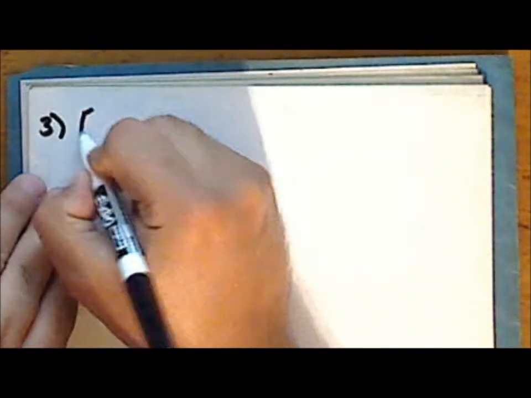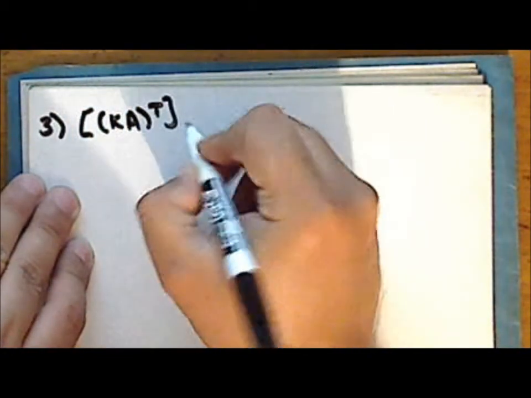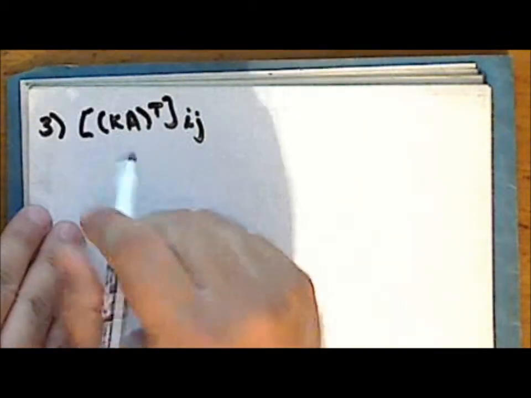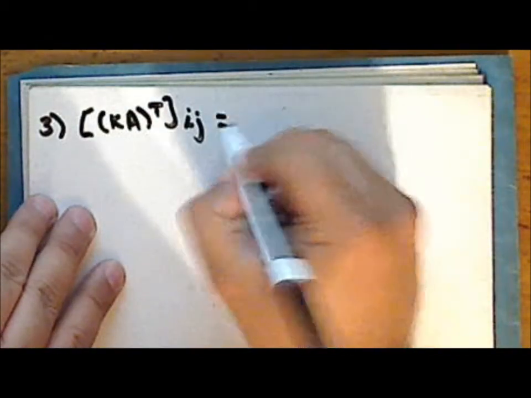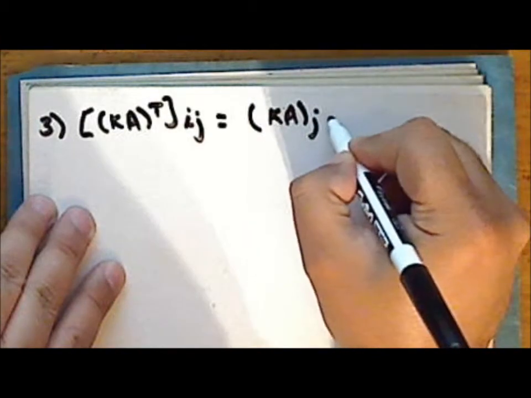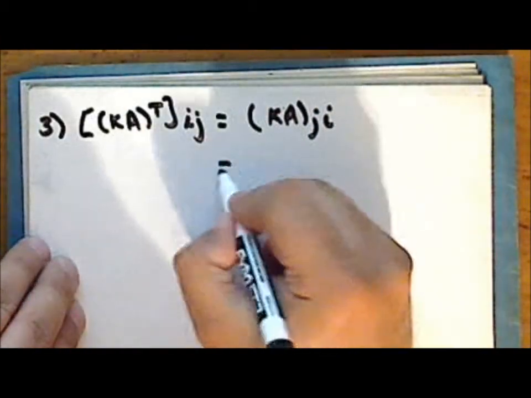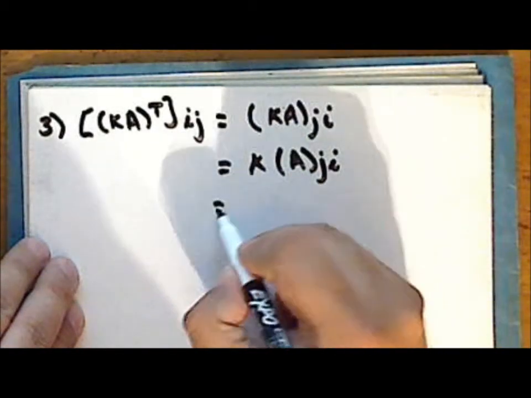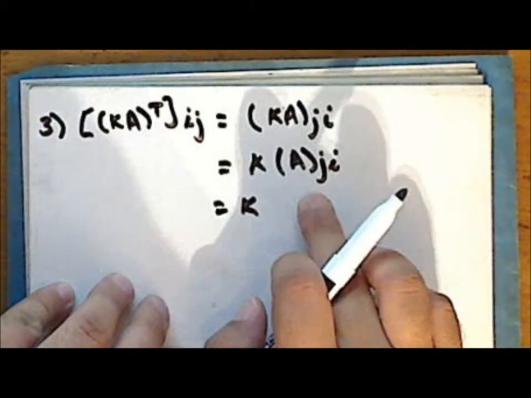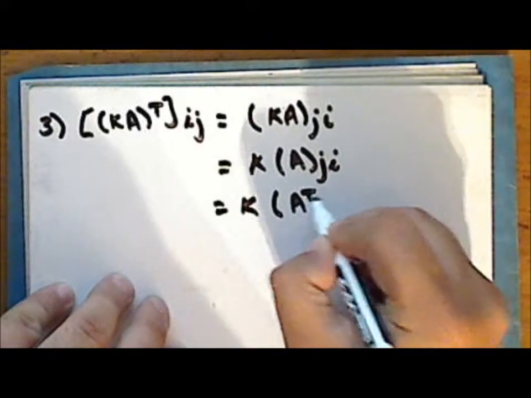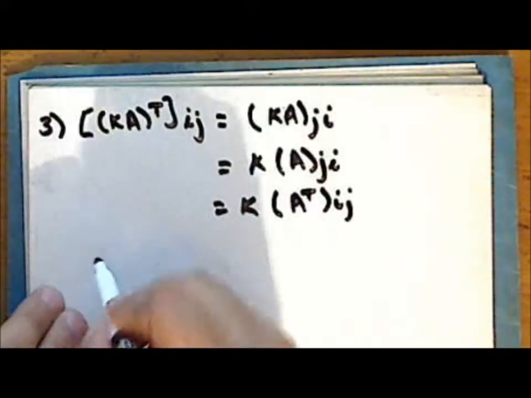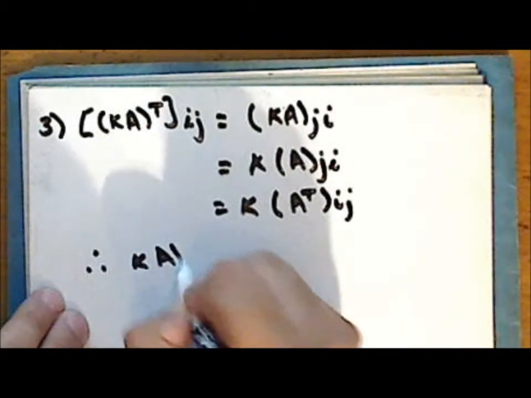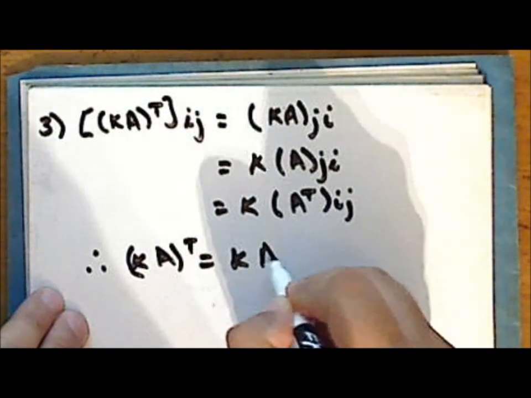Right? Third statement. The entry in row I, column J, of the transpose of the scalar multiple of the matrix A is the component in row J, column I, of the scalar multiple. And this is the same as the scalar multiple of each component. And so we have the scalar multiple of the component in row J, column I, of the matrix A, which is the same as the component in row I, column J, of the transpose of A. And so the transpose of a scalar multiple is the scalar multiple of the transpose.